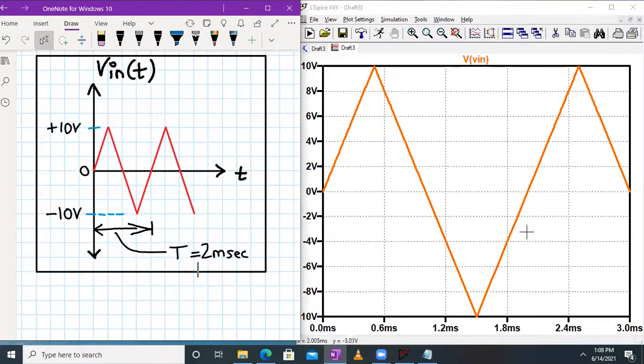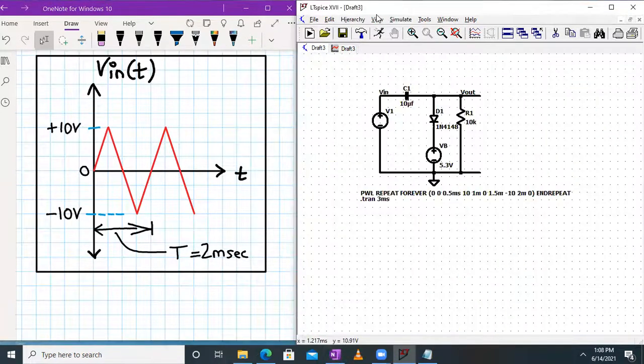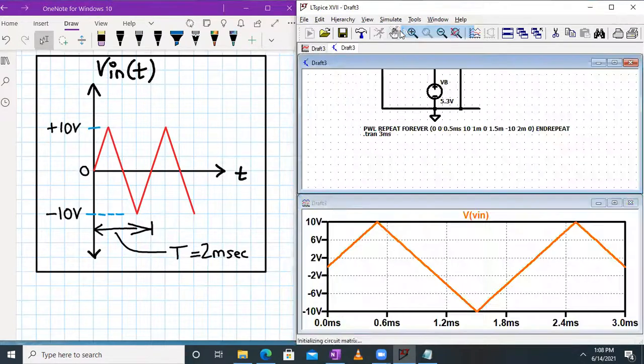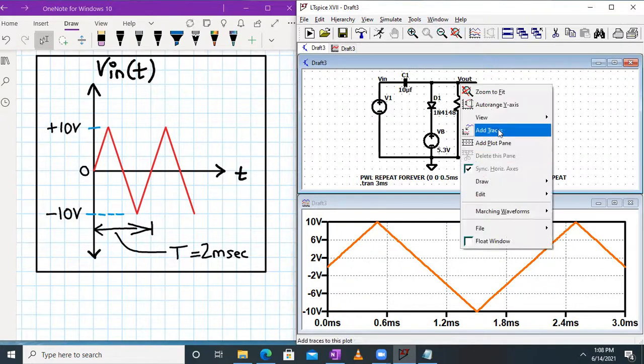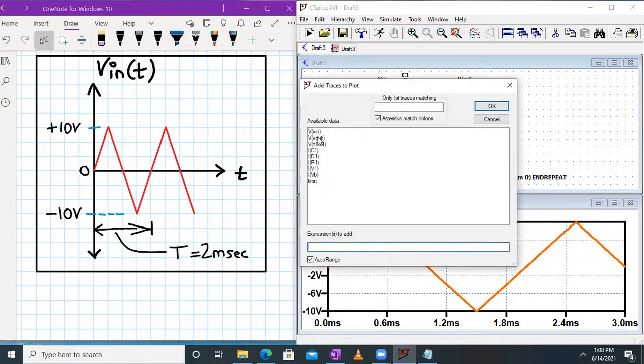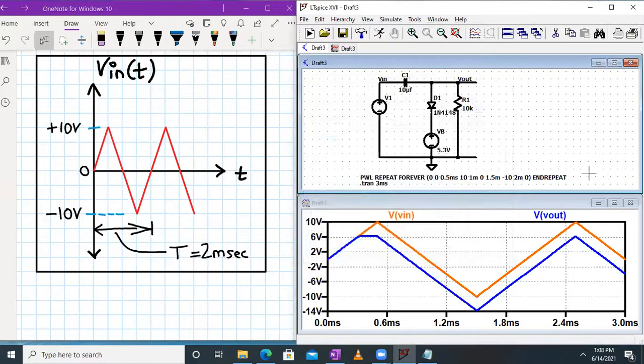2 milliseconds is the time period of the signal. So at 0, this is plus 10 and minus 10. It's coming up perfectly all right. Now let's check the output. Let's simulate and plot the output. So I'll right click over here, click on add trace and click on the output. Here it is, my output.